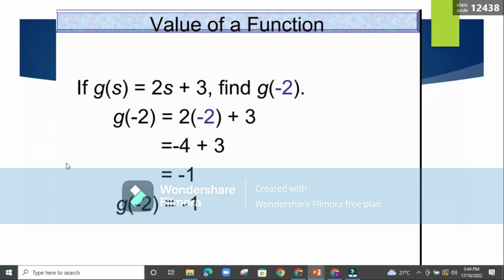Let's proceed. Value of a function, okay? If g of s is equal to 2s plus 3, find g of negative 2. So, the same procedure, we have to replace s with negative 2. We have 2 times negative 2, then copy plus 3. 2 times negative 2 is negative 4, then you have plus 3. Negative 4 plus 3 is negative 1. Therefore, g of negative 2 is equal to negative 1.